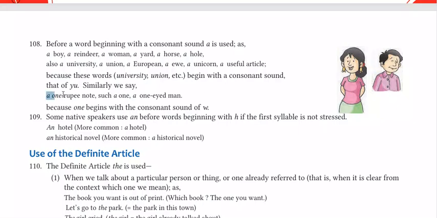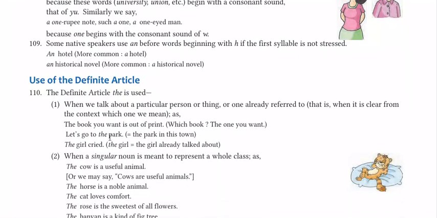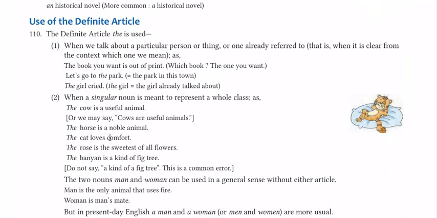We also say a one-rupee note, such a one, a one-eyed man. So here the initial sounds are consonant, because one begins with the consonant sound W, right? Some native speakers use an before words beginning with H if the first syllable is not stressed, like an hotel and an historical. So this is not that much relevant in modern grammar, so we will not go in depth.